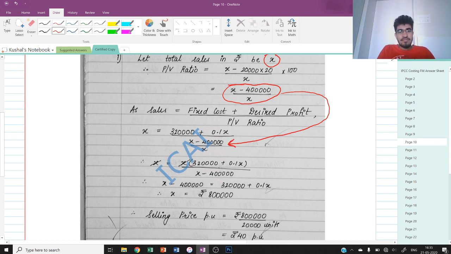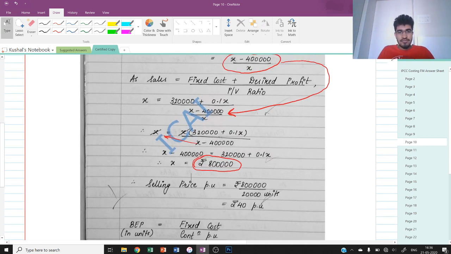Okay, so simply you just have to solve this equation. X would go up and X would get cancelled. So 1 is equal to (3,20,000 plus 0.1x) whole upon (X minus 4 lakh). We take X minus 4 lakh here. X minus 4 lakh is 3,20,000 plus 0.1x, and therefore X is rupees 8 lakhs. X is sales. Therefore sales is rupees 8 lakhs.